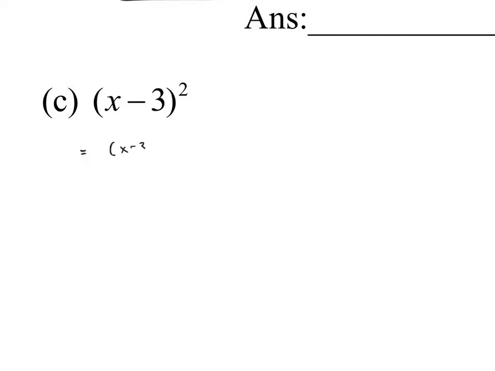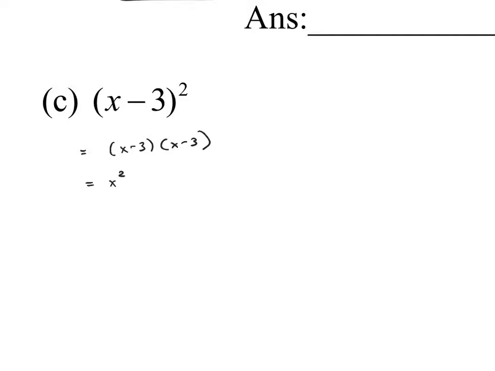All it is to square something is multiply it times itself. So if you want to simplify x minus 3 quantity squared, or FOIL it out, you actually need to FOIL. You can't just square each term. So the first would be x times x, which is x squared.